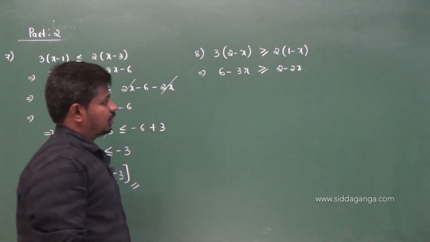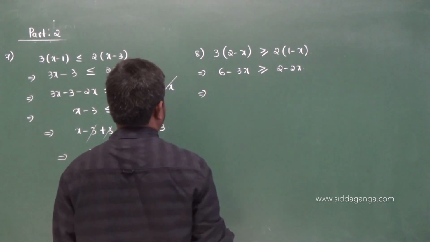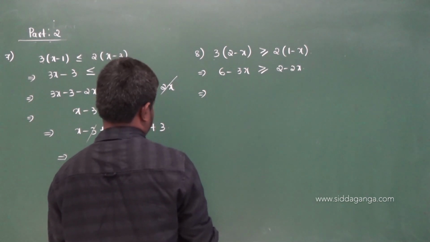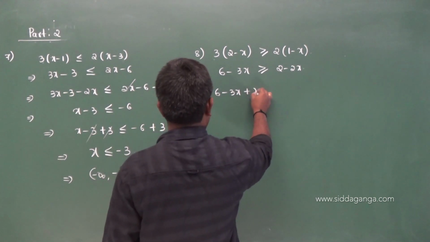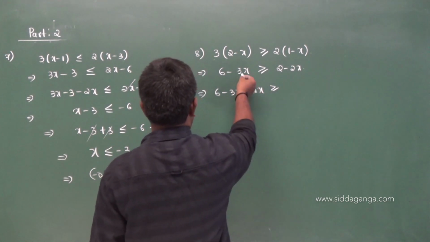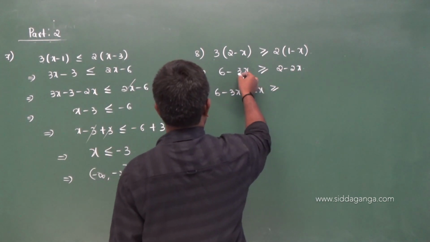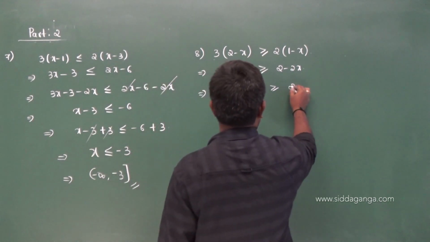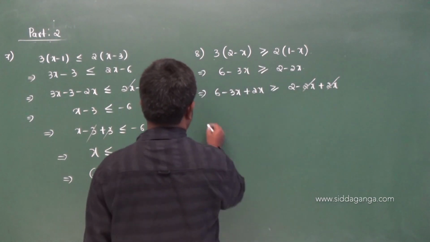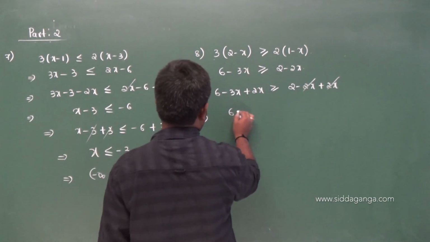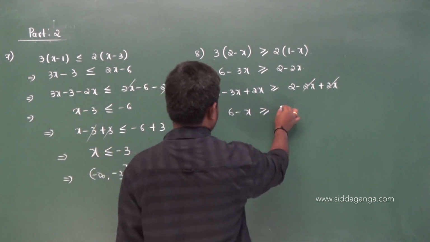So here also we have variable terms on both sides. Let me add plus 2x on both sides. You can add plus 2x or plus 3x. If you add plus 2x, 2x gets cancelled. So 2 minus 2x plus 2x, so you get 6 minus x greater than or equal to 3x minus 3x plus 2x is minus x, and 2.